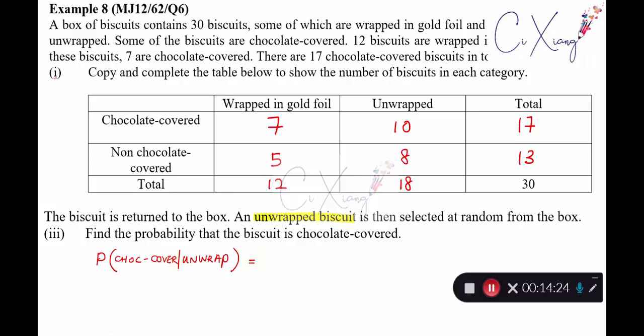To get this conditional probability, first we need to find the number of chocolate covered intersect unwrapped. Where chocolate covered intersects with unwrapped is 10. Divided by, because it is a conditional probability, we are not going to divide by the grand total. We are looking for the total of unwrapped biscuits. How many of the biscuits are unwrapped? From the table, you get 18, which equals 5 over 9.